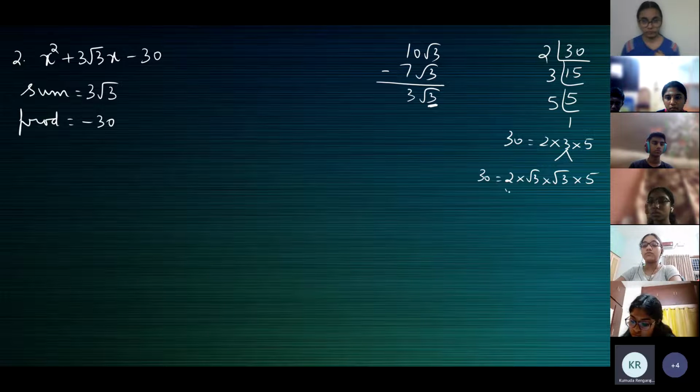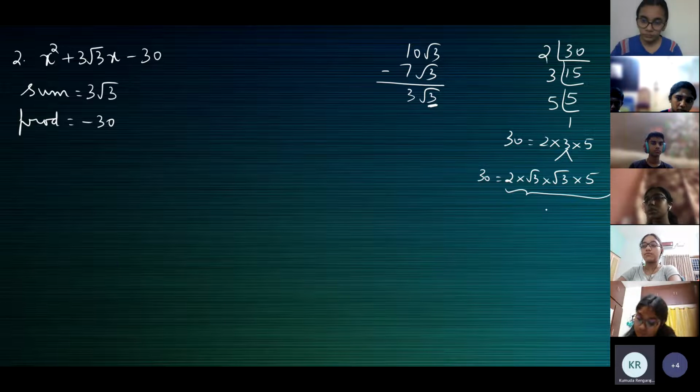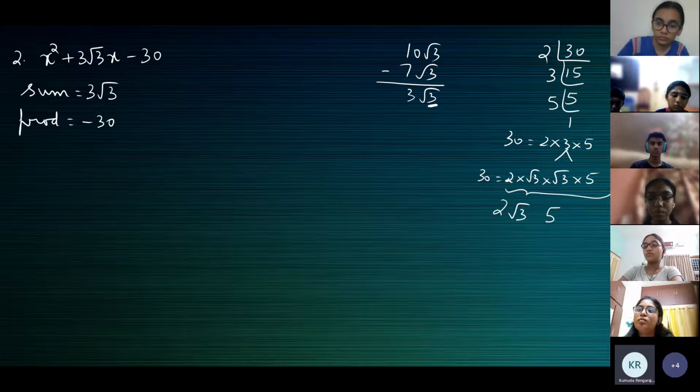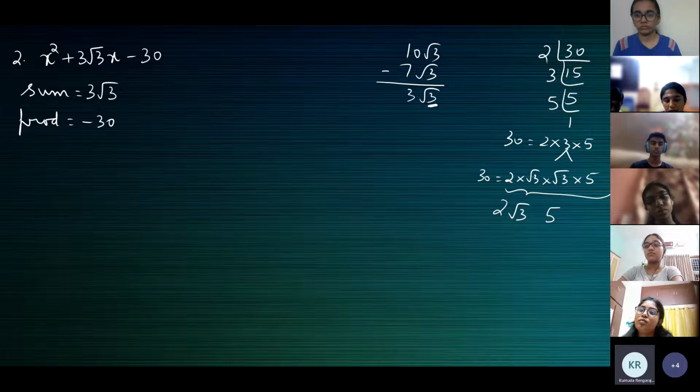So the sum is 3 root 3. So we split 3 as root 3 into root 3. So 2 as it is, 3 is written as root 3 into root 3, and 5. So now you should use these numbers and make two numbers. See here, it's easy, no? 2 root 3, 5 root 3. Fix one. Take this root 3 with 2. Take this root 3 with 5 and try. Both the numbers should have root 3 in it. So maybe 2 root 3 and 5 root 3. Will this work?